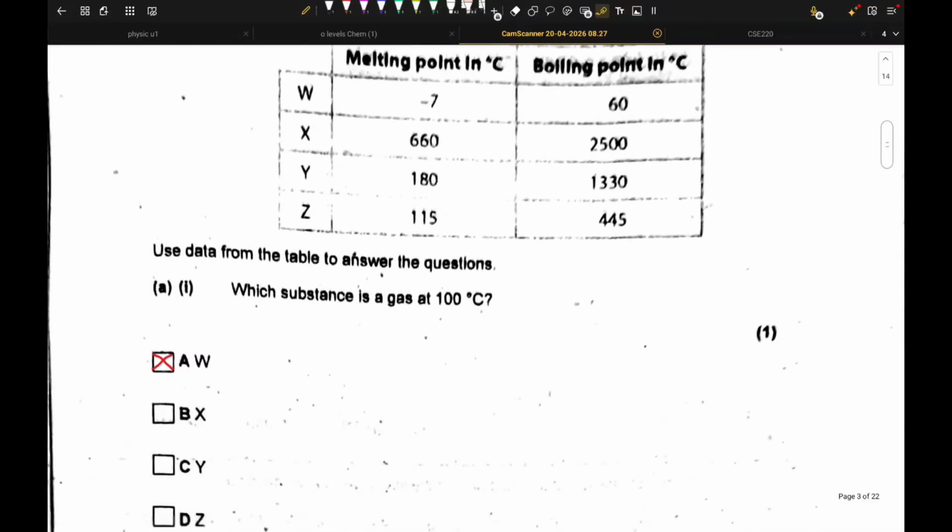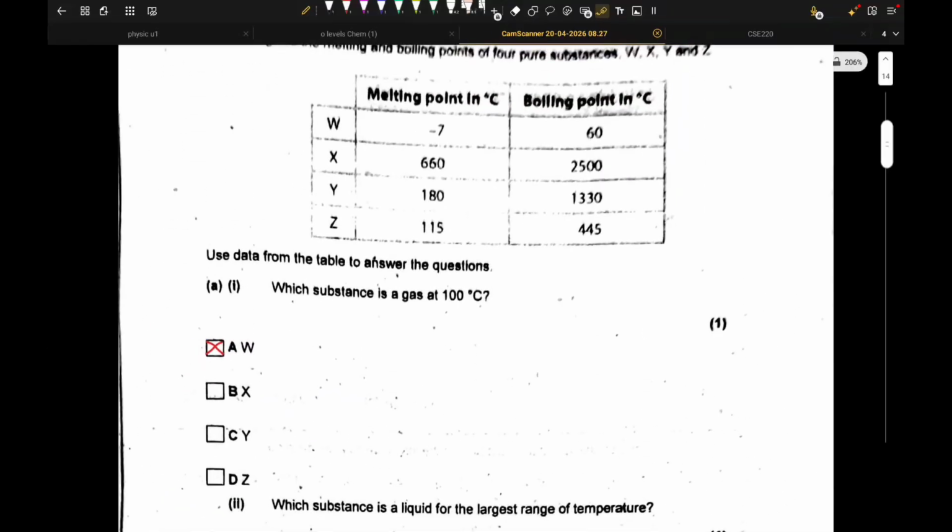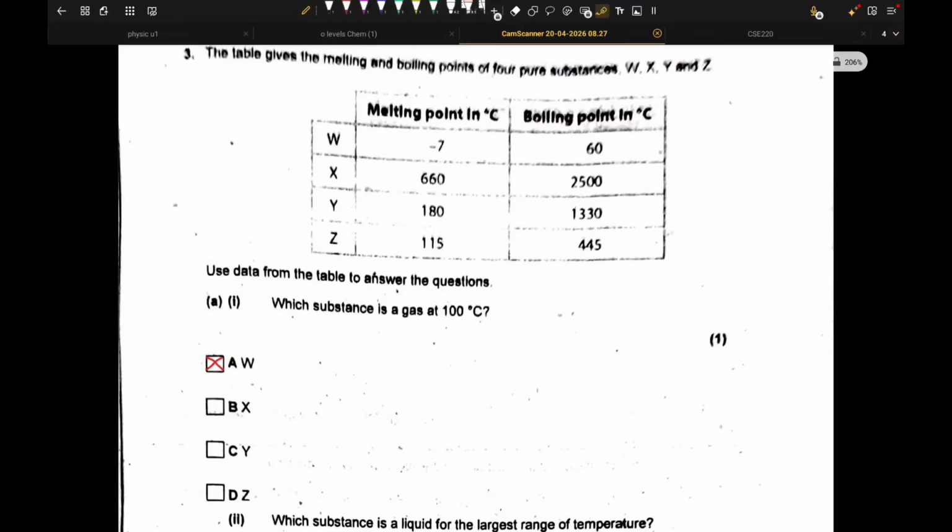Now let's go to question number 3. From here we can see that melting in degree Celsius, boiling in degree Celsius. Now they are asking us which substance is a gas at 100 degrees Celsius.